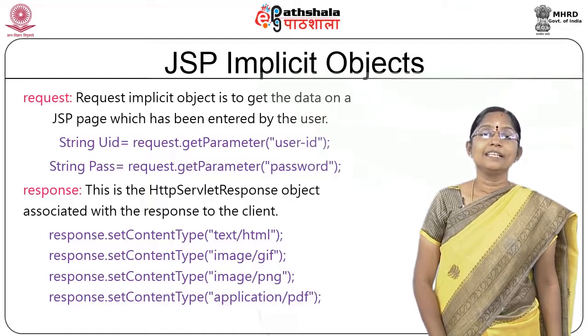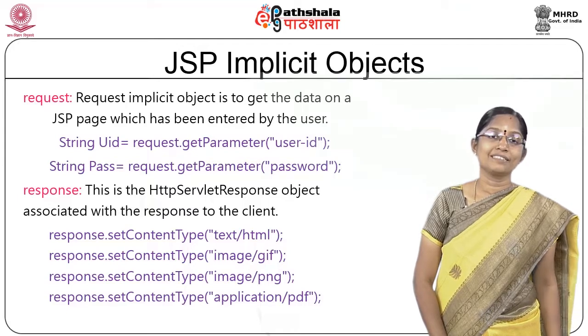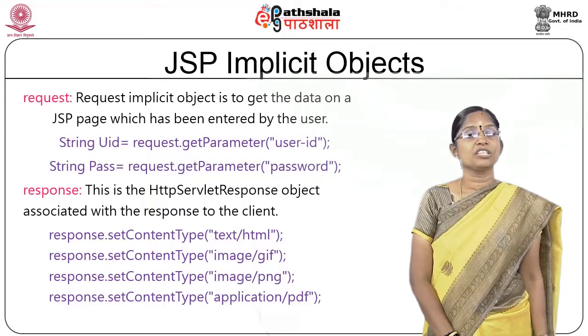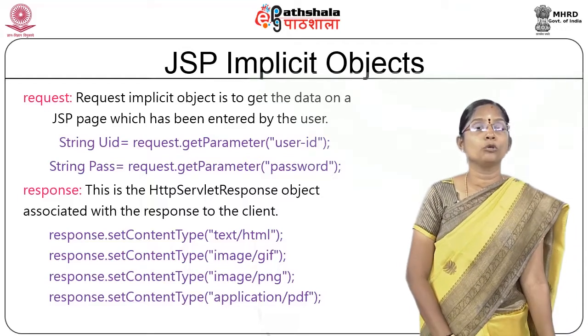whereas the user ID in the quotes is some value which has been given by the user on the client side. In order to parse this value and extract it, this request has been used. Request is an implicit object and getParameter is a method available in that implicit object, which is used to parse the value of the input.